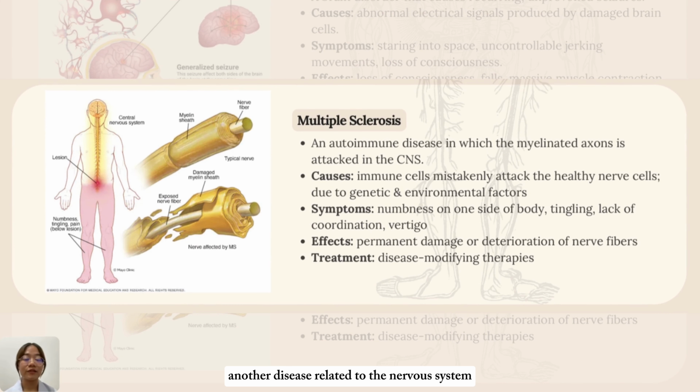Another disease related to the nervous system is multiple sclerosis. Multiple sclerosis is an autoimmune disease in which the myelinated axons are attacked in the central nervous system. The cause of multiple sclerosis is the immune cells mistakenly attack the healthy nerve cells. This is due to genetic and environmental factors. Symptoms of multiple sclerosis include numbness on one side of the body, tingling, lack of coordination, and vertigo. Effects of multiple sclerosis is permanent damage or deterioration of the nerve fibers. And the treatment for multiple sclerosis is the disease-modifying therapies.